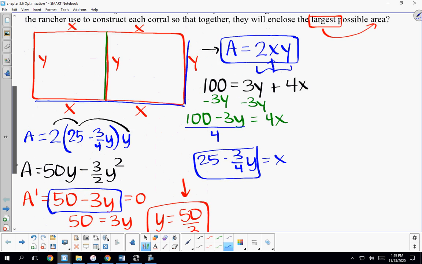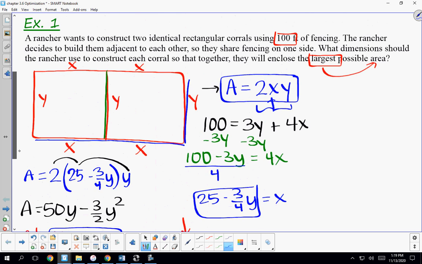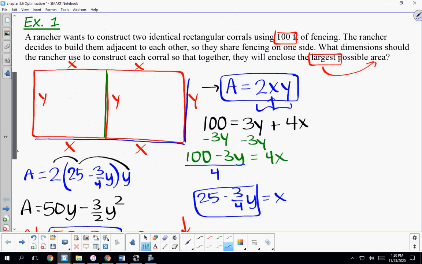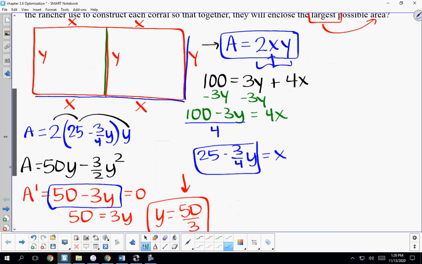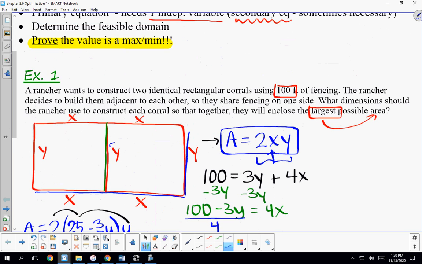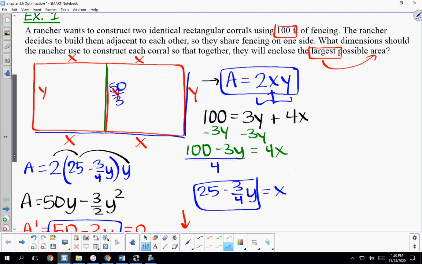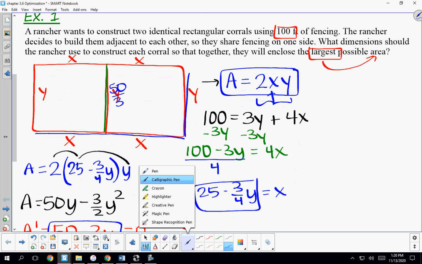And the question says, find the dimensions. And the dimensions on our original are x and y. And we just found that y equals 50 divided by 3. And so we've got to go back now and find x. So we're probably going to use the secondary equation that we plugged in, and that's going to be this guy right here, because it's already solved for x.